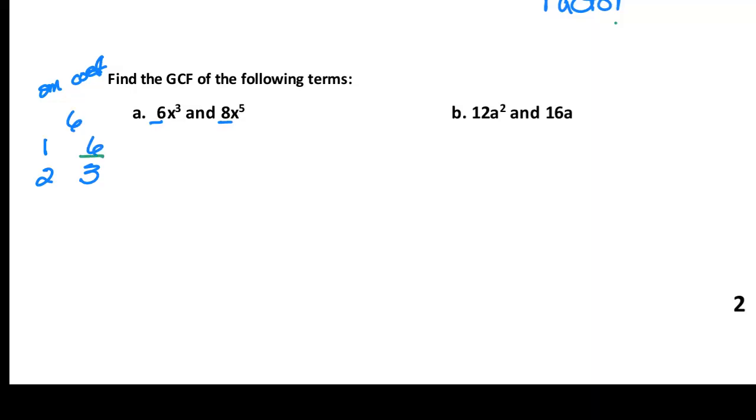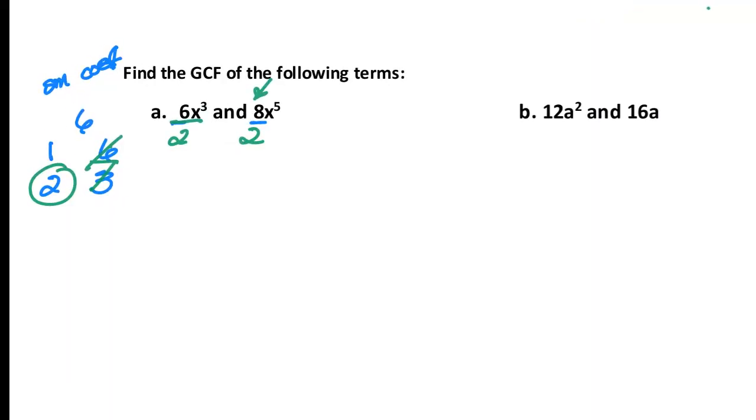Is 6 a factor of 8? Can I take 6 times some whole number to get 8? No. So then you go to the next largest factor of 6. 3. Is 3 a factor of 8? No. So then you run the circle because 2 and 3 are a pair, and you see 2. Is 2 a factor of 8? Yes. So we are going to divide both of these by the number 2.